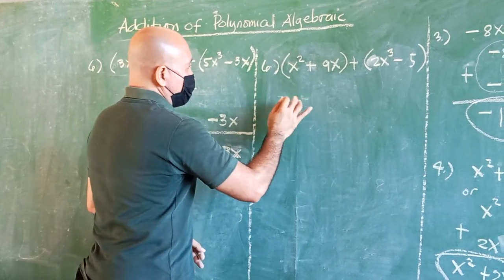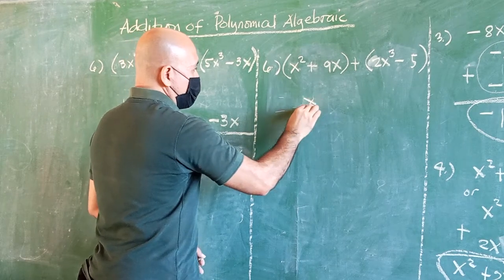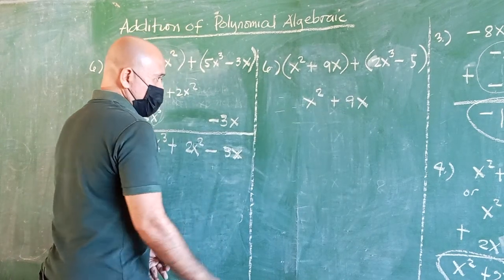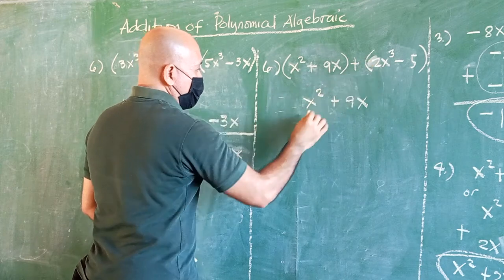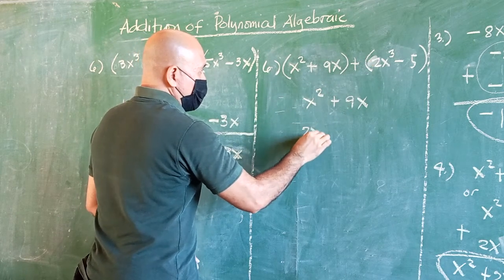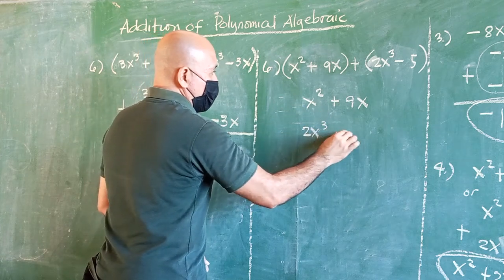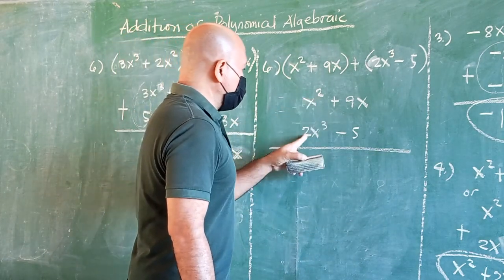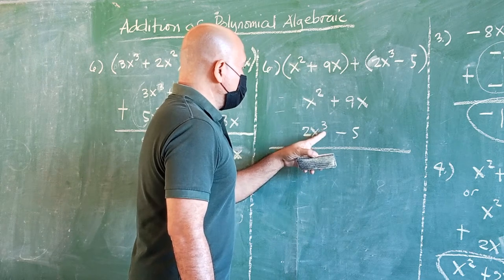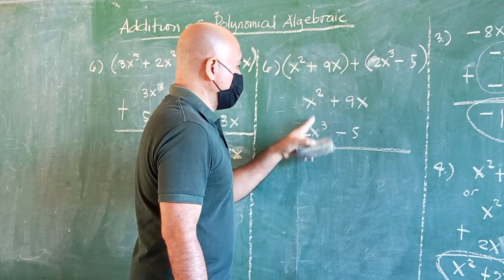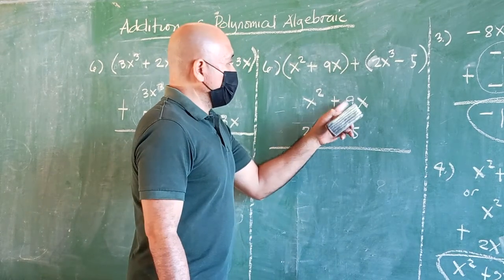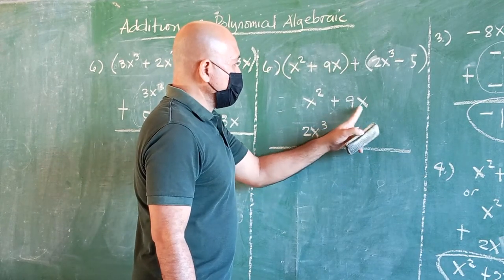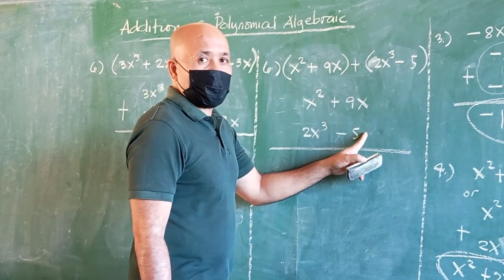Okay, so to see the clear picture here, the illustration, you may rewrite it vertically, that is x squared plus 9x. Then after that, when you rewrite the second binomial, you may rewrite it under x squared, that is 2x cubed minus 5. So as you can see, x squared and 2x cubed are not similar terms because their exponents are not the same, even if their variables are the same. But at the same time, 9x and 5 are also not similar terms because 9x has a variable while 5 doesn't have a variable x.